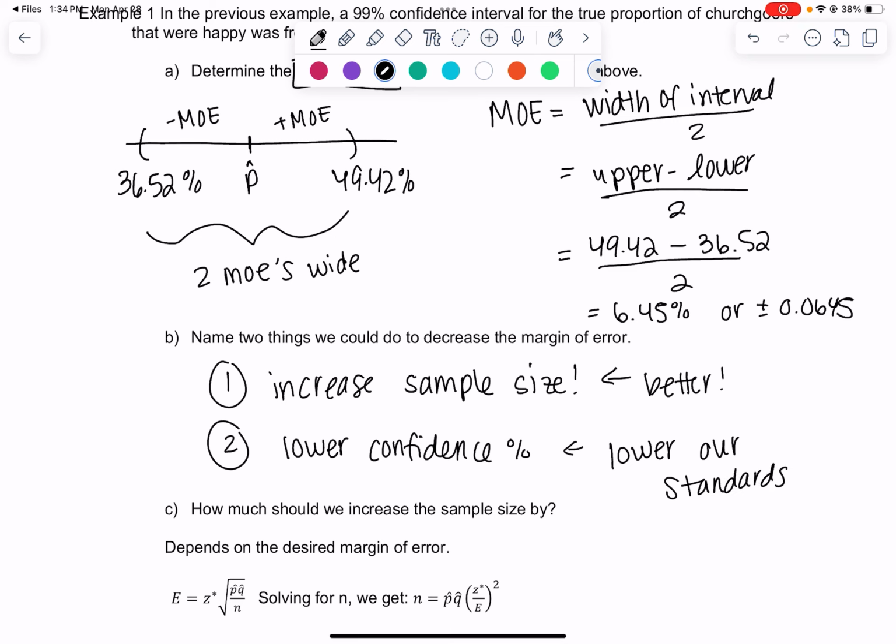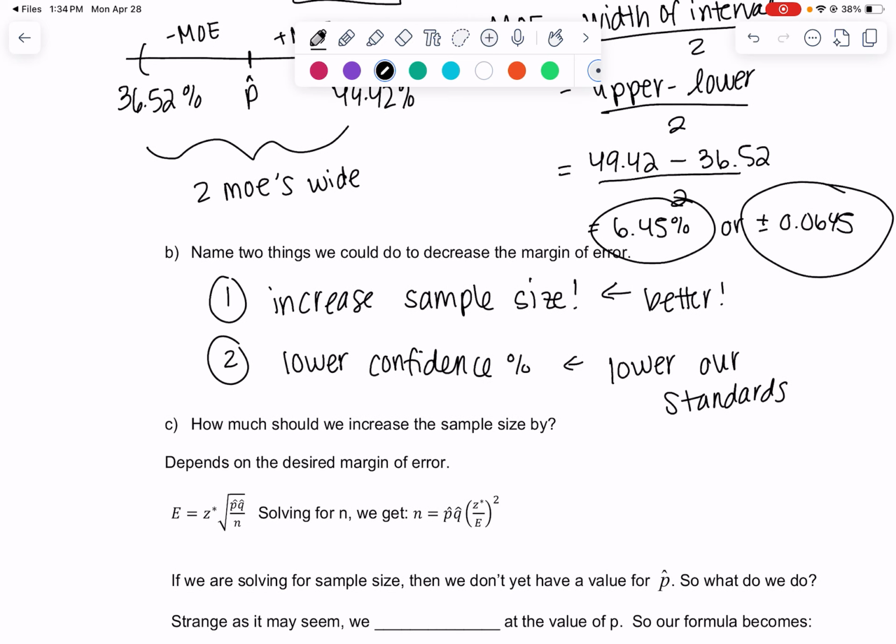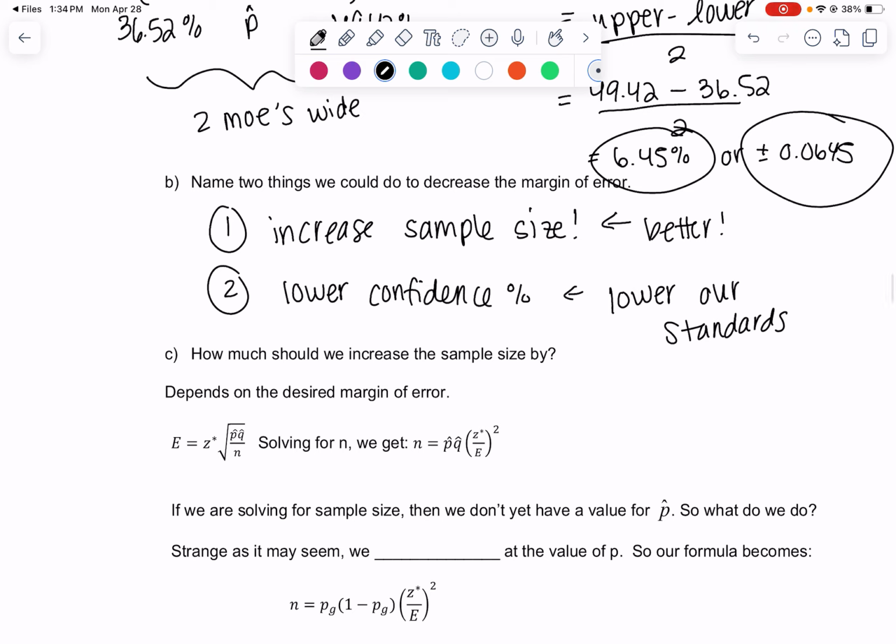So let's say we're the researcher, we've decided that 6% is too much error. So what can we do to decrease this error? And how much do we want to increase the sample size by? So that really depends on what our desired margin of error is. So let me give you a formula before we start solving that. We learned, again, last section that our margin of error was that plus or minus piece. If you do a little bit of algebra and solve for sample size, you get this.